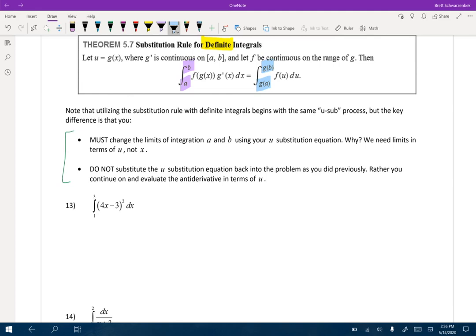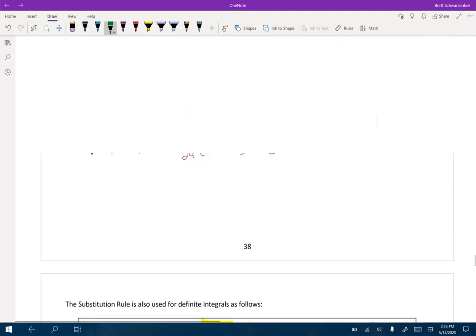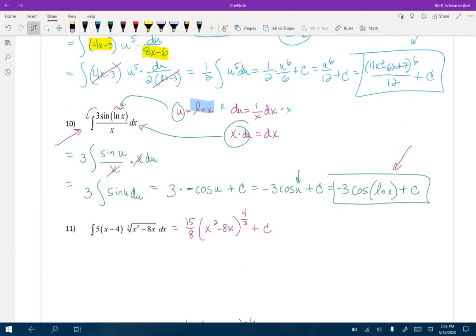Our other statement here says, do not substitute the u sub equation back into the problem as we did previously. Rather, you continue on and evaluate the antiderivative in terms of u. Okay, what does that mean? In every single problem we did, we took this and put it back in for u. We're not going to need to do that any longer. Why? Because we're changing the limits of integration from x to u, so they're already going to be in terms of this function, so we can just evaluate with u in mind instead of x.